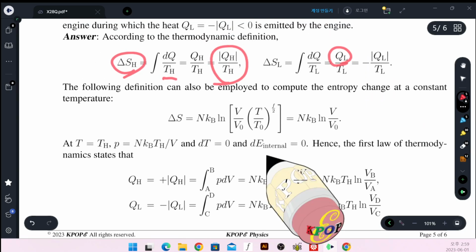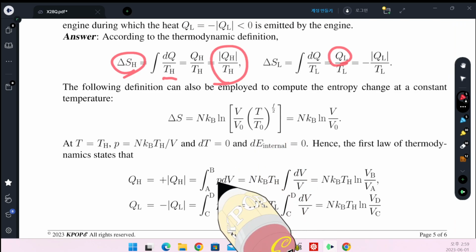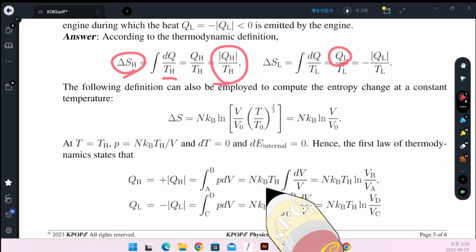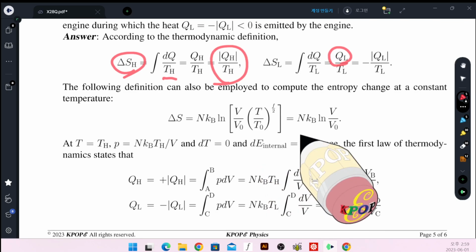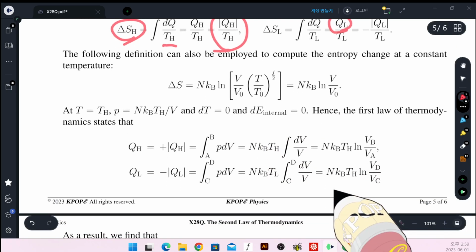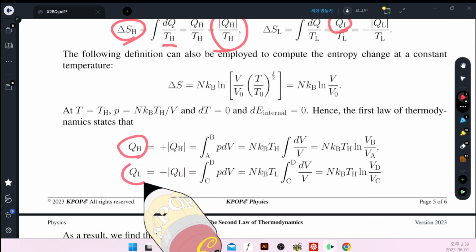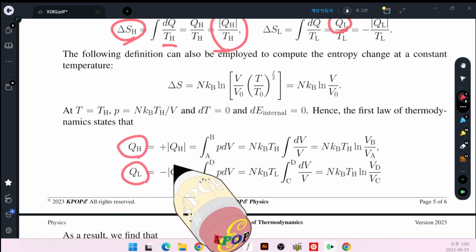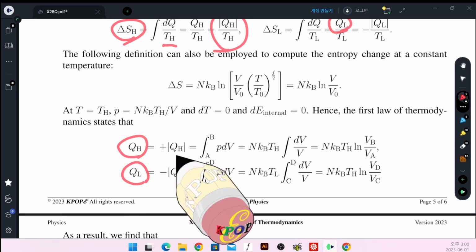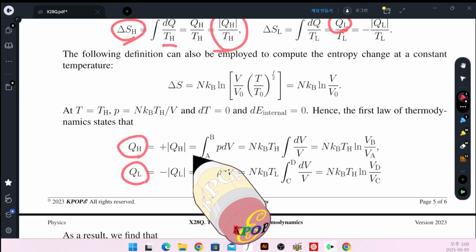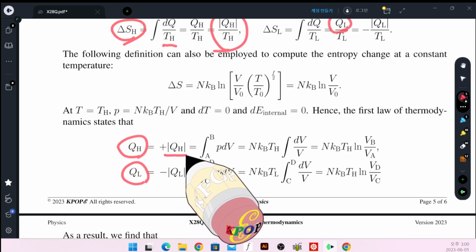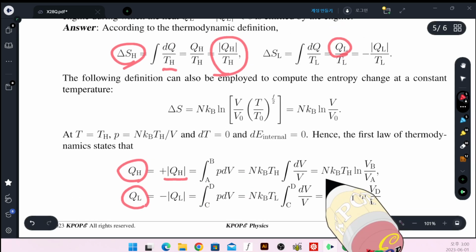Using the information for the volume and initial volume V0, we substitute the result in here to find the change in entropy. Finally, QH and QL are expressed as this. This is accepting heat, A to B.